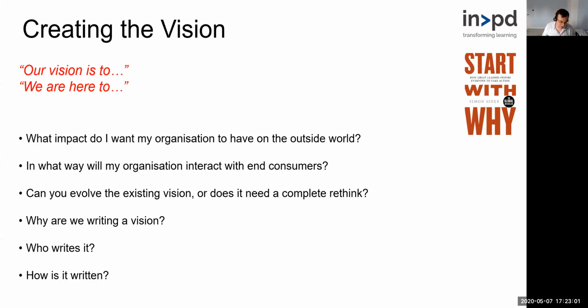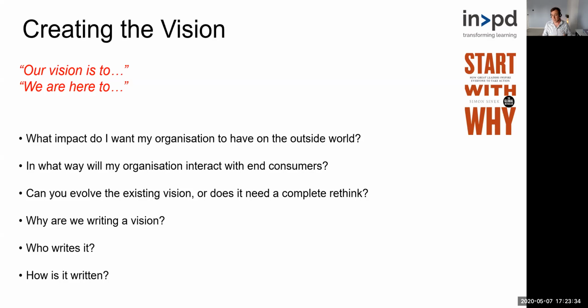How do we create one then? A good place to start is by those two sentences there. Springboard to a vision could be, our vision is to, or we are here to. And you don't have to write yours that way, but if you're struggling a little bit to get going, they're not a bad place to begin. Think about the impact you want your organization to have on the outside world and how it's going to interact with those end consumers of its product, of its service.